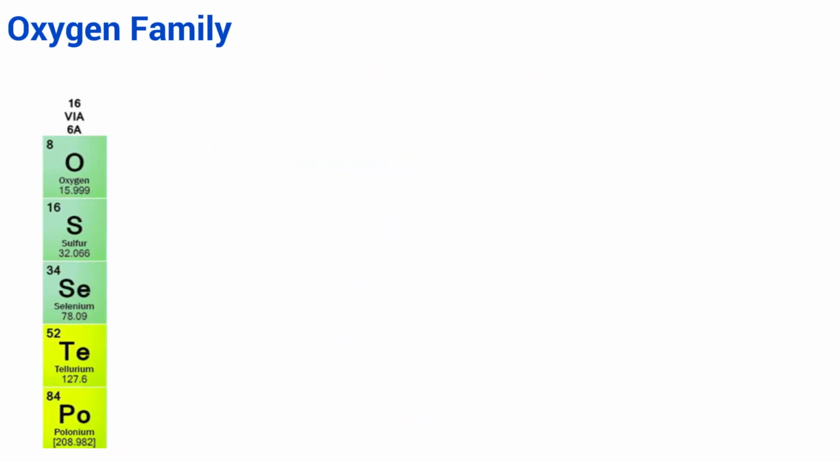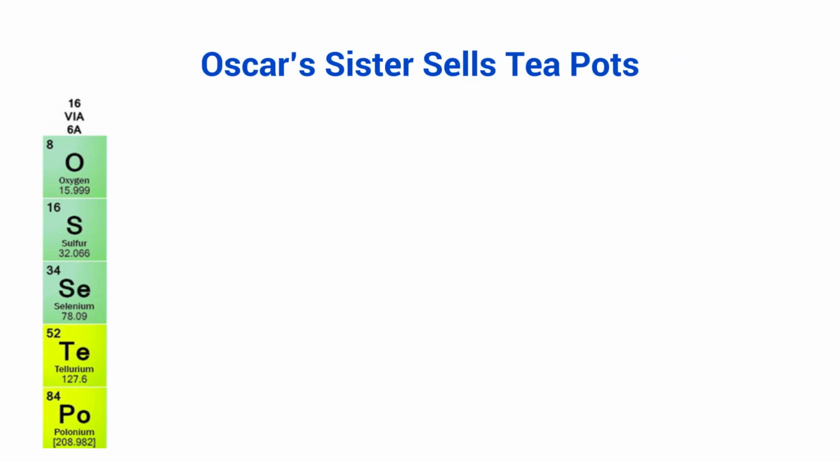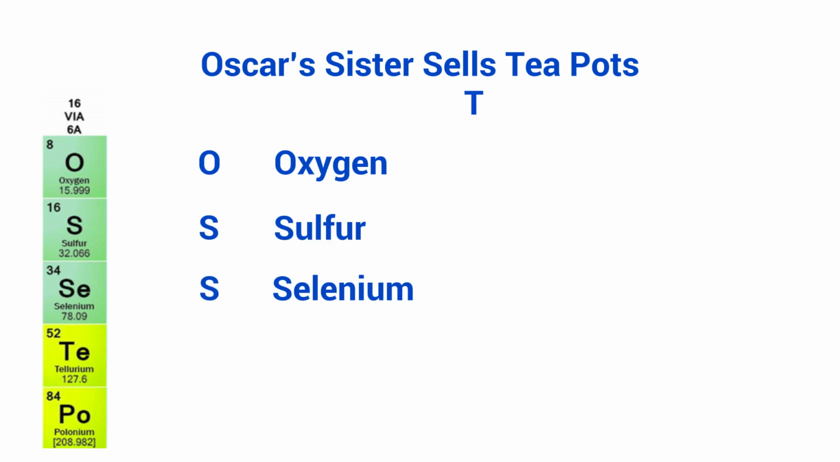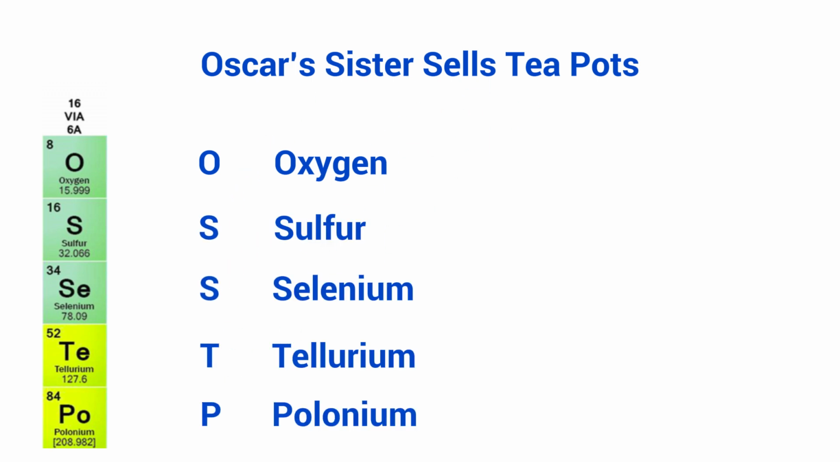Next is Group 16, which is the oxygen family. This includes oxygen, sulfur, selenium, tellurium, and polonium. Oscar's sister sells teapots. Each first letter represents an element name. O for oxygen, S sulfur, S selenium, T tellurium, and P polonium. Here, 2 elements in this group start with S, sulfur and selenium. If you look at the screen, selenium begins with Se, just like the word cells in the mnemonic. This way, you won't confuse it with sulfur, which is represented by just S.